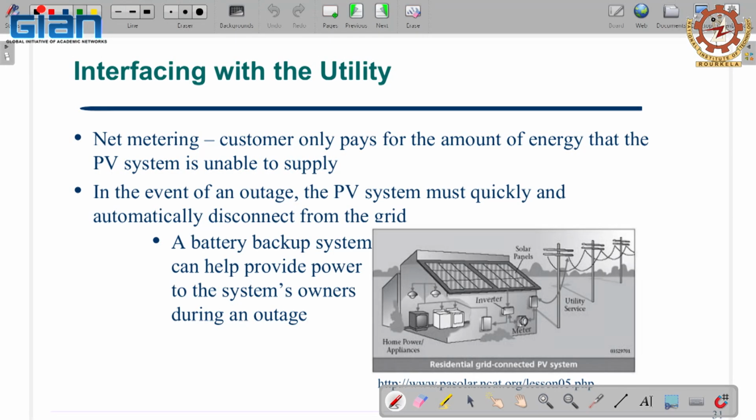Now when this PV system is interfacing with the utility, obviously there is the concept of net metering. In principle, the customer will pay for the amount of energy that the PV system is unable to supply. But there should be a proper MOU.